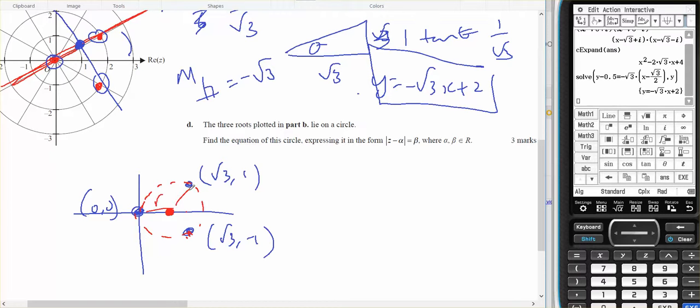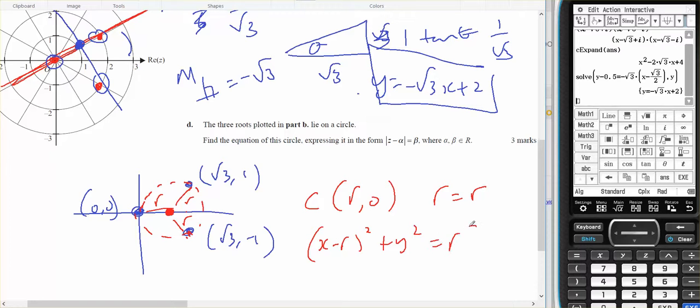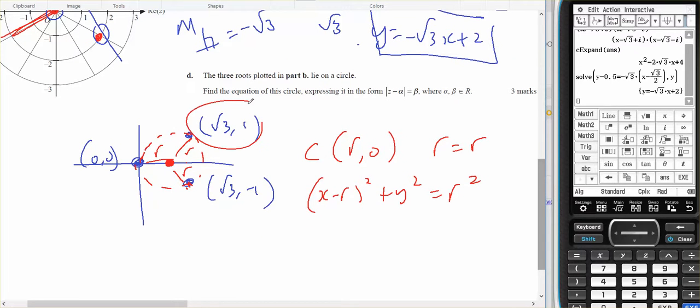So that will be r, and that will be r, and that will be r. So the centre of the circle will be at (r, 0), and the radius will be r. So I've got (x minus r) squared plus y squared equals r squared, and then I can sub a point in. So x is root 3.